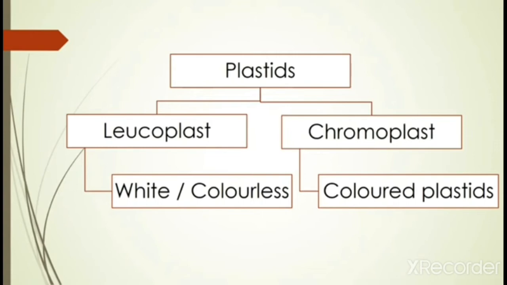Leucoplasts are white or colorless and they play a very important role in storing starch, oil, proteins, etc. Whereas chromoplasts are the colored plastids and they are responsible for imparting color to the plant.